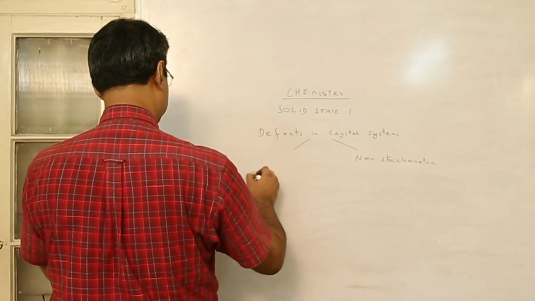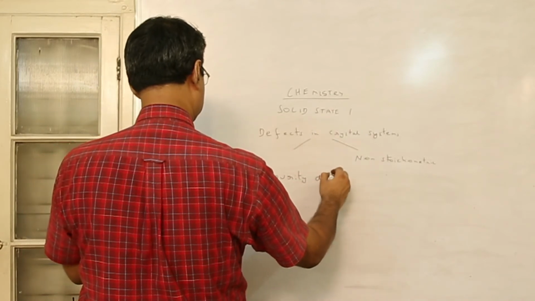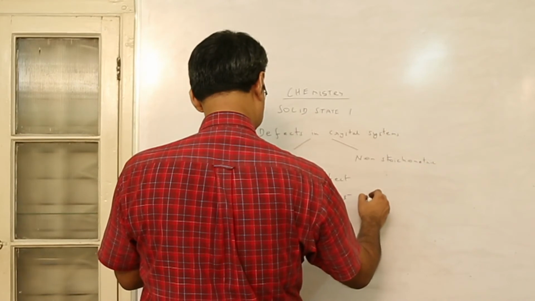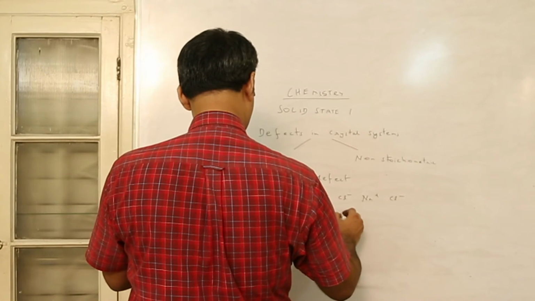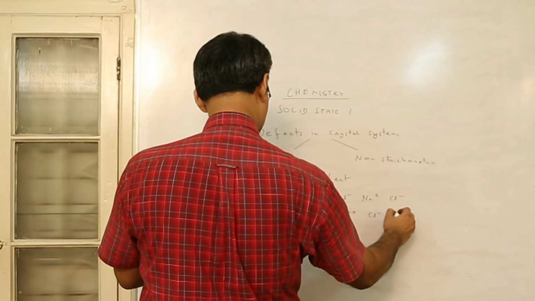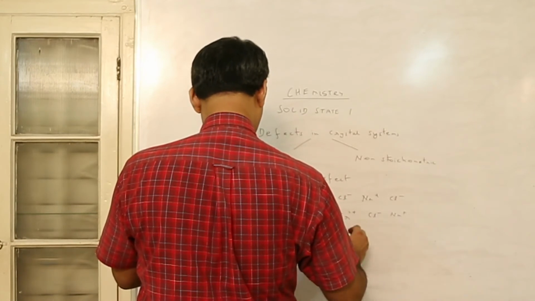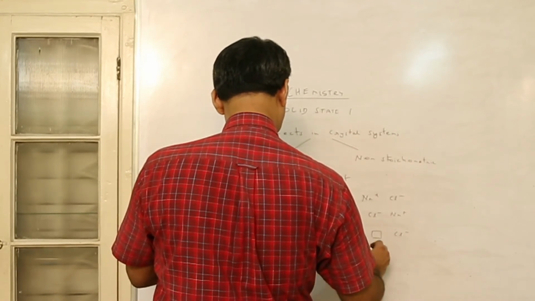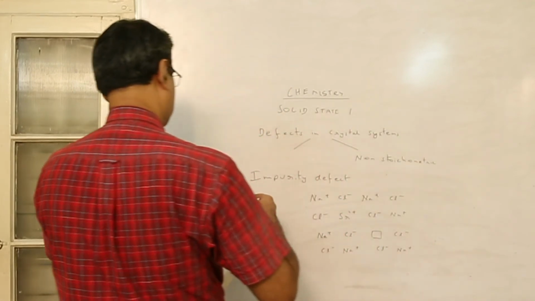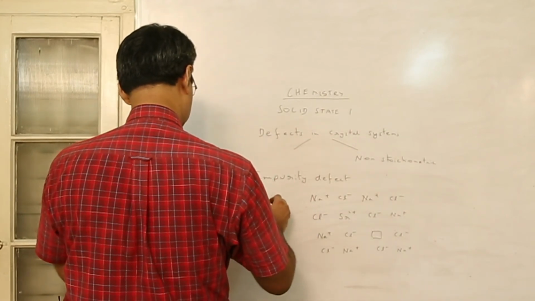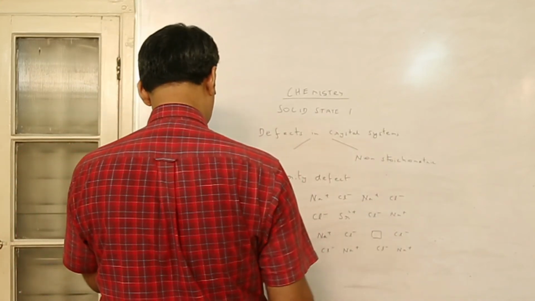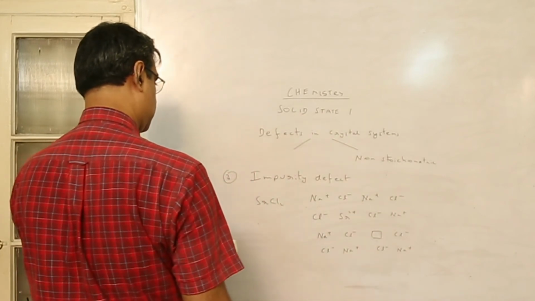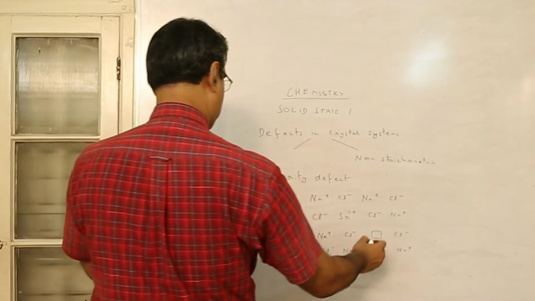Next non-stoichiometric defect is impurity defect. Suppose you have NaCl crystal and it is doped with an impurity SrCl2, then what will happen is that for two Na plus ions which leave their lattice positions, one will be occupied by Sr2 plus and the other will have a vacancy.